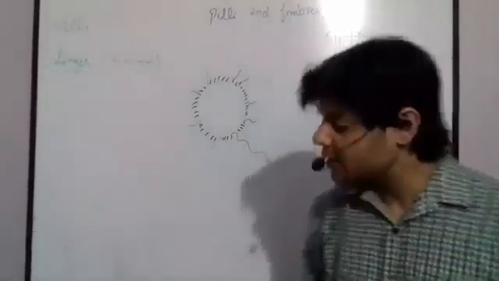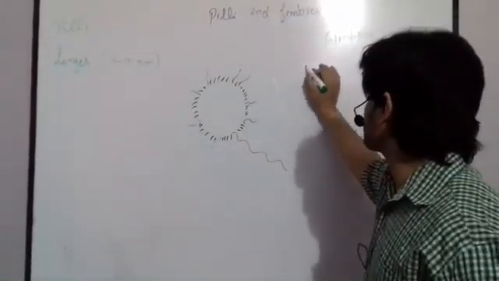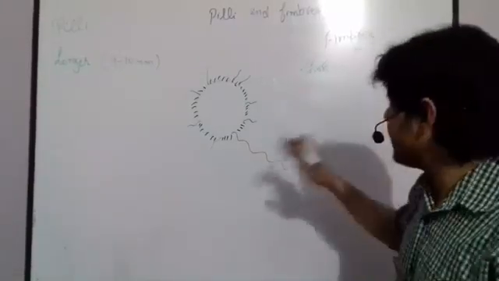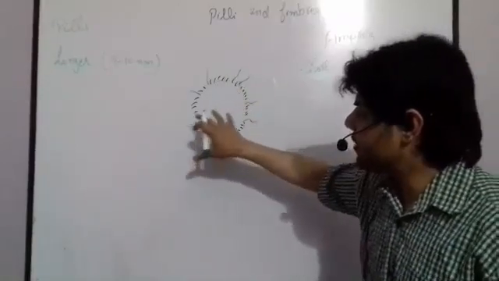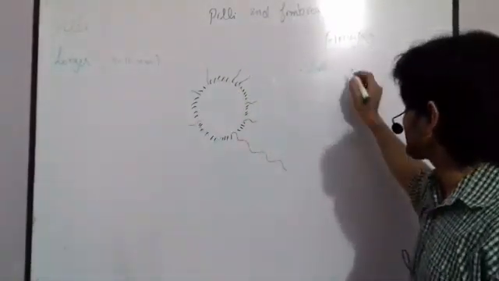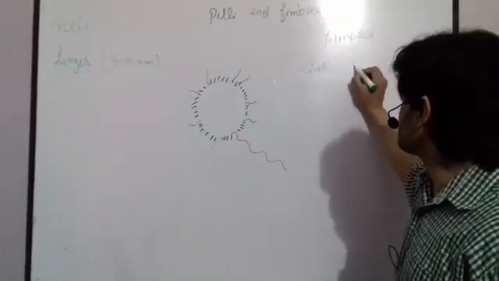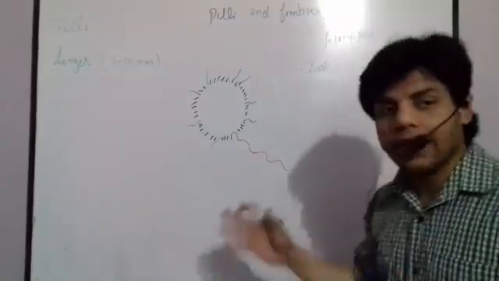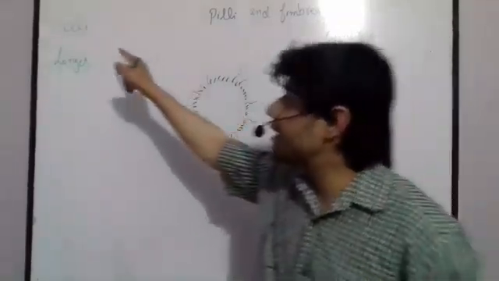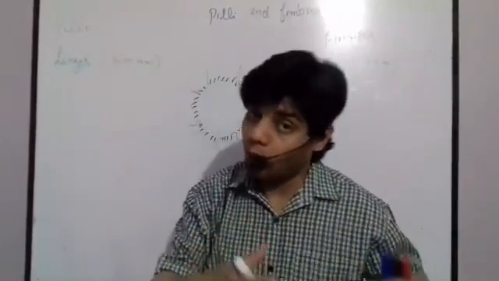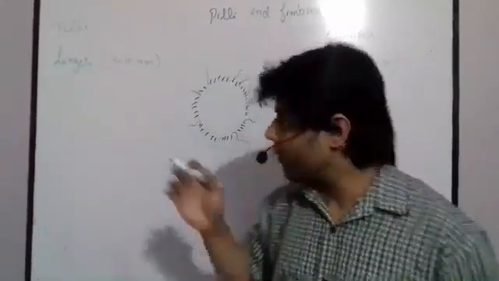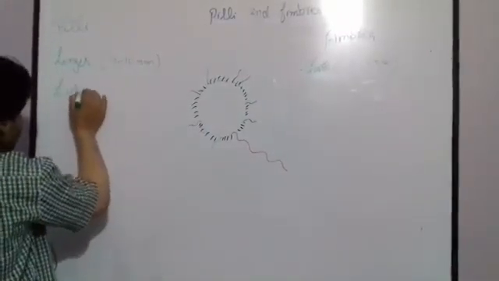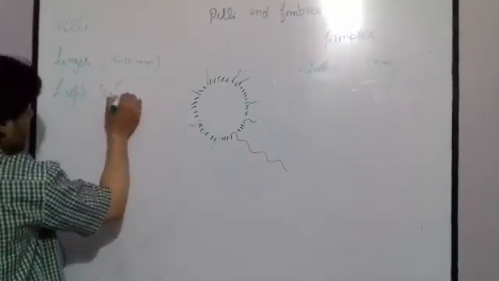On the other hand, fimbriae are short, S-H-O-R-T, a short hair-like structure that also arises from the cell surface, and its diameter will be 3 to 7 nanometers. We can easily see pili on a light microscope and on an electron microscope as well.